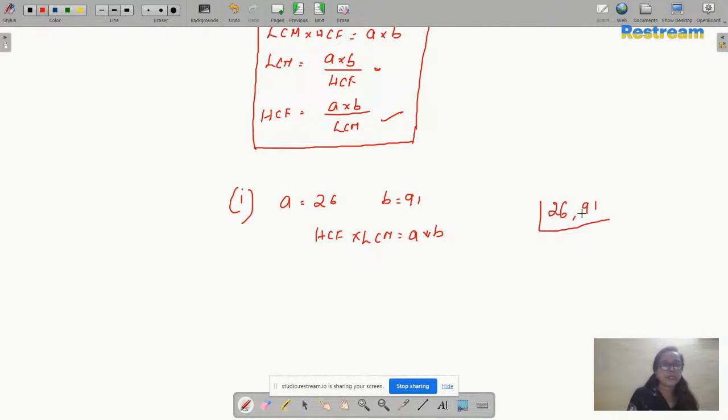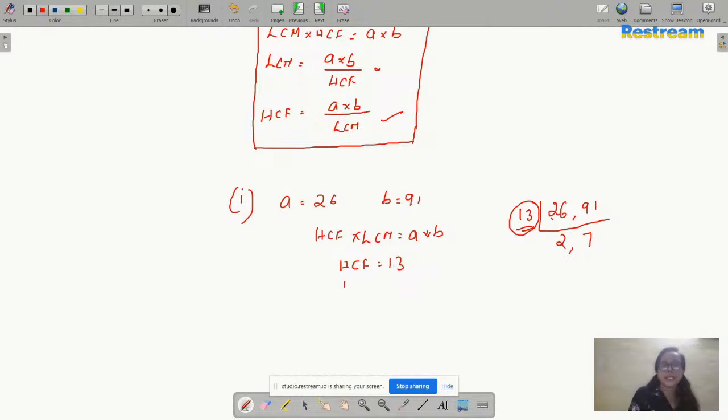That is 26 and 91. Both are divisible by 13. 26 is divisible by 2, correct, but 91 is not divisible by 2. So this is actually 13. 13 sevens are 91, 13 twos are 26. So it is divisible by 13: 13 twos and 13 sevens. Okay, so what is the HCF? The common factor, that is 13, is the HCF. So HCF is equal to 13.